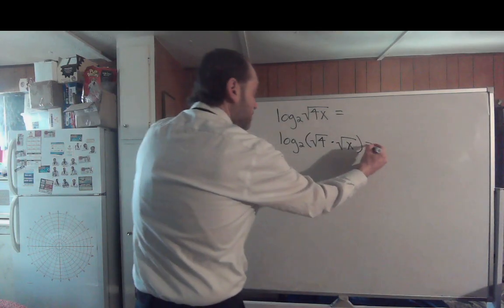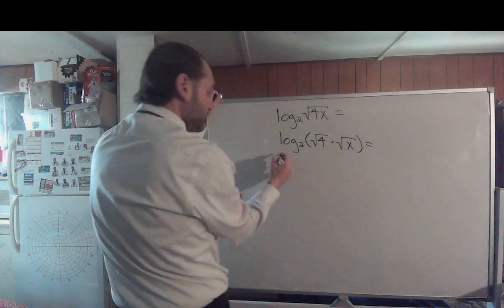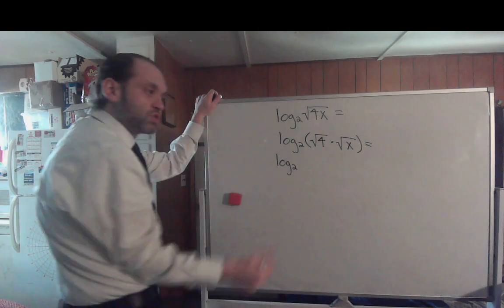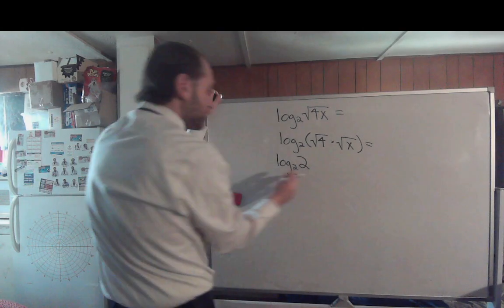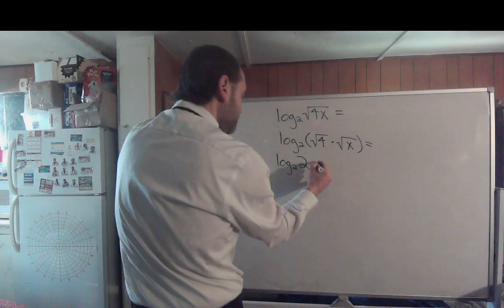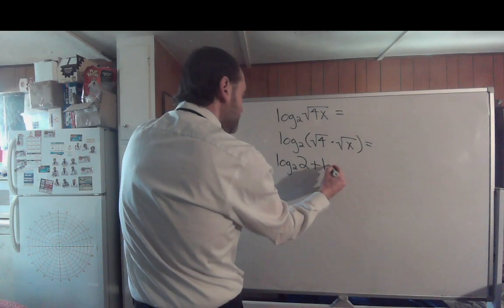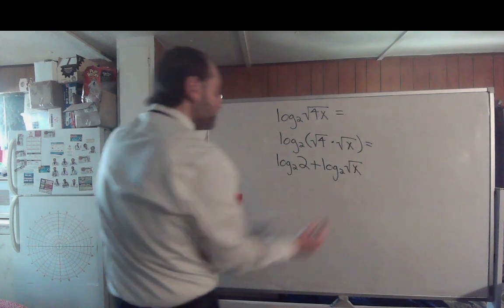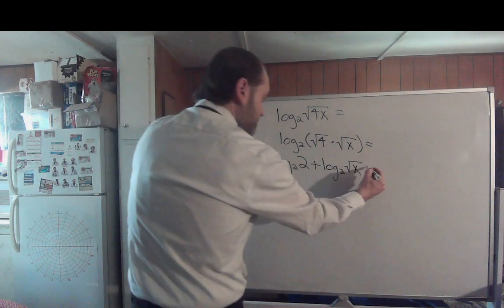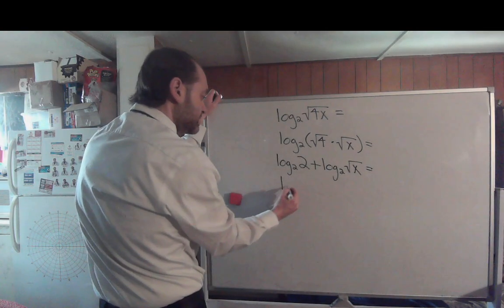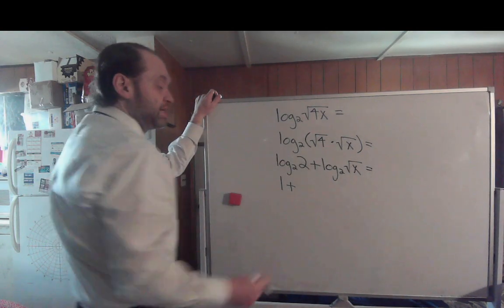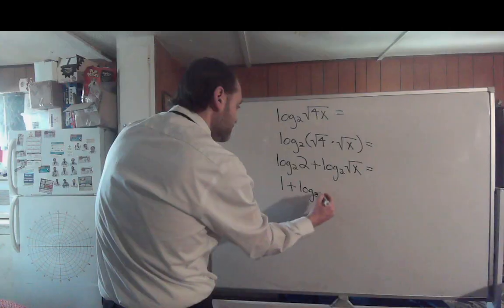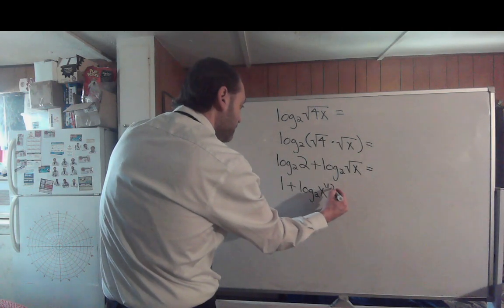Alright, well, you have a product rule now, so this will separate into log base 2 of what is the square root of 4? That's 2, so this will really be log base 2 of 2 plus log base 2 of the square root of x. Well, what is log base 2 of 2? That's just 1, right? Now, what is the square root of x? Isn't that the same as log base 2 of x to the 1/2 power?